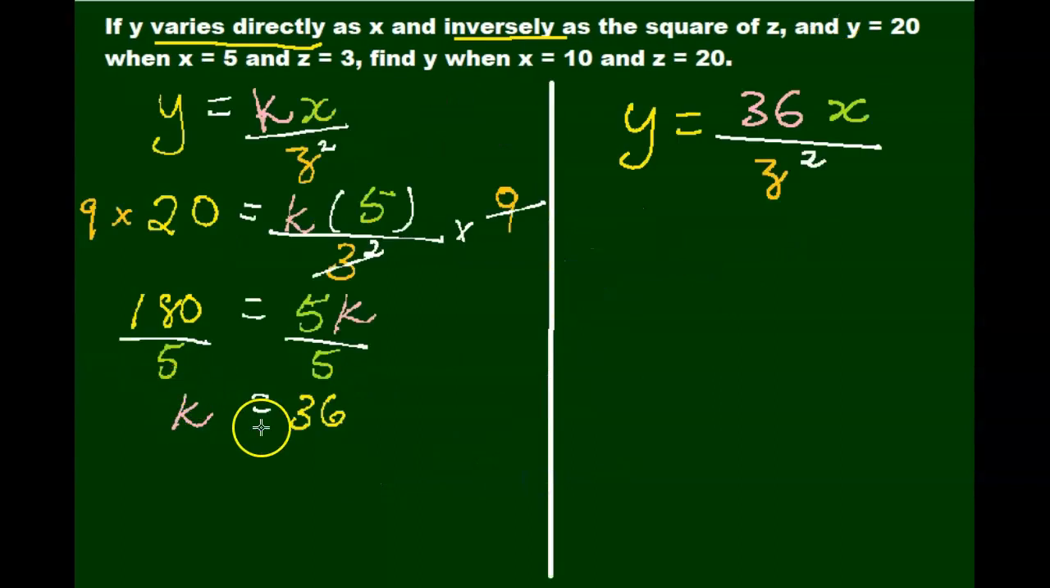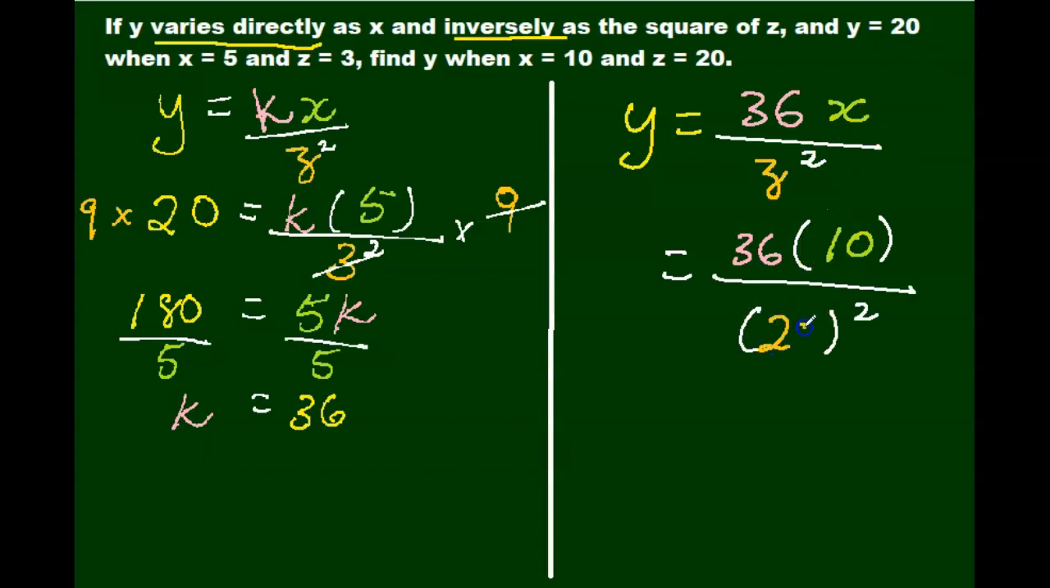So we can plug our k equals 36 into our original equation. So y equals 36x over z squared. And then we want to find our y when x equals 10 and our z equals 20. So I'm going to change my x to 10 and my z to 20. Simplify. 36 times 10 gives me 360, and 20 squared gives me 400. We can cancel out the zeros.